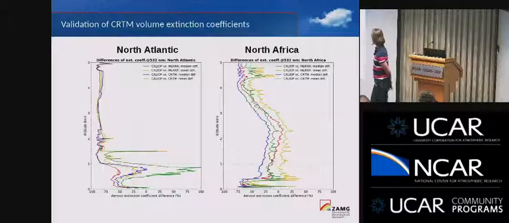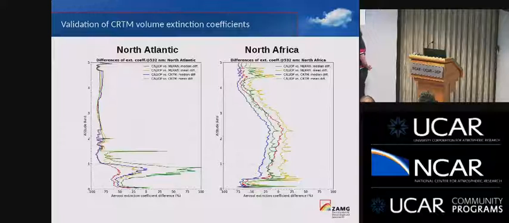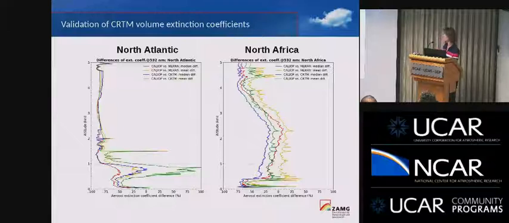So the mean differences, for example in the dusty region of North Africa, of MERA data are in pretty good agreement with the satellite measurements. Also, the median differences are in pretty good agreement with the satellite measurements. And there is a small offset in CRTM in terms of extinction, maybe really because of the modeling of dust.